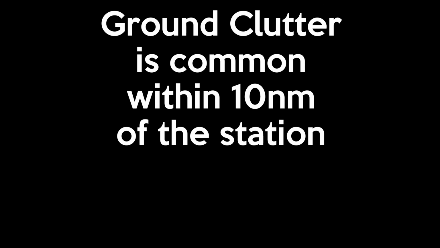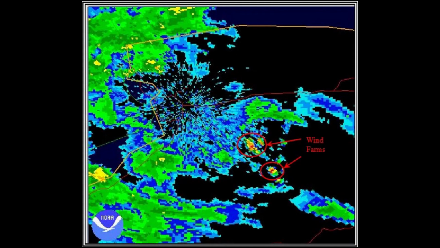You have to worry about things like wind turbines. They can generate some really weird radar returns when there's really little or no precipitation and make it look like there's a storm out there.